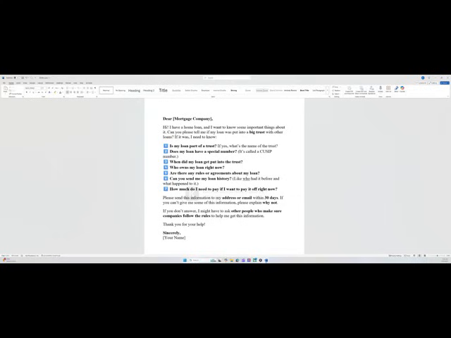It says, hi, I have a home loan and I want to know some important things about it. Can you please tell me if my loan was put into a big trust with other loans? If it was, I need to know. Number one, is my loan part of a trust? If yes, what's the name of it? Number two, does my loan have a special number? It's called a CUSIP number. Number three, when did my loan get put into the trust? Number four, who owns the loan rights now? Or does it? Who owns my loan right now?